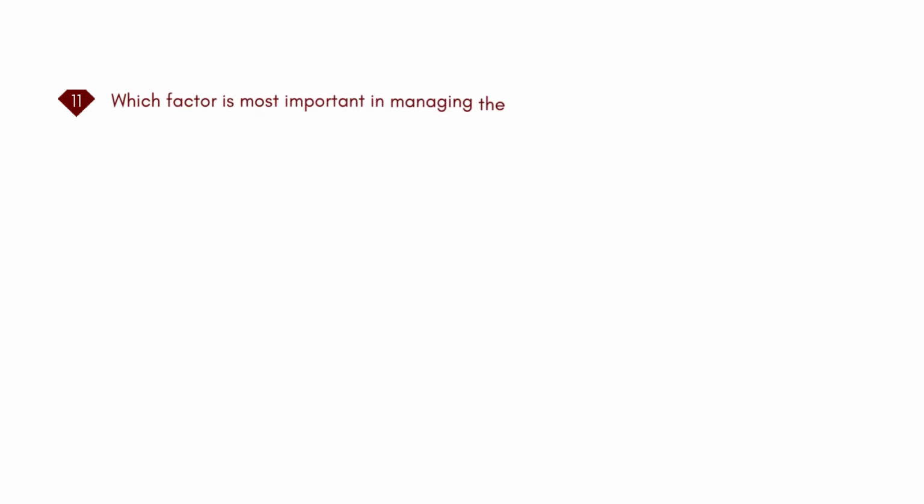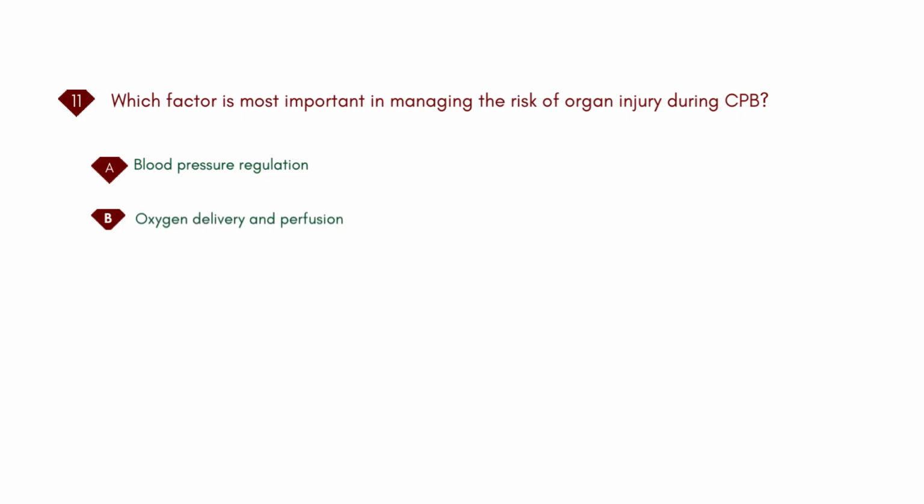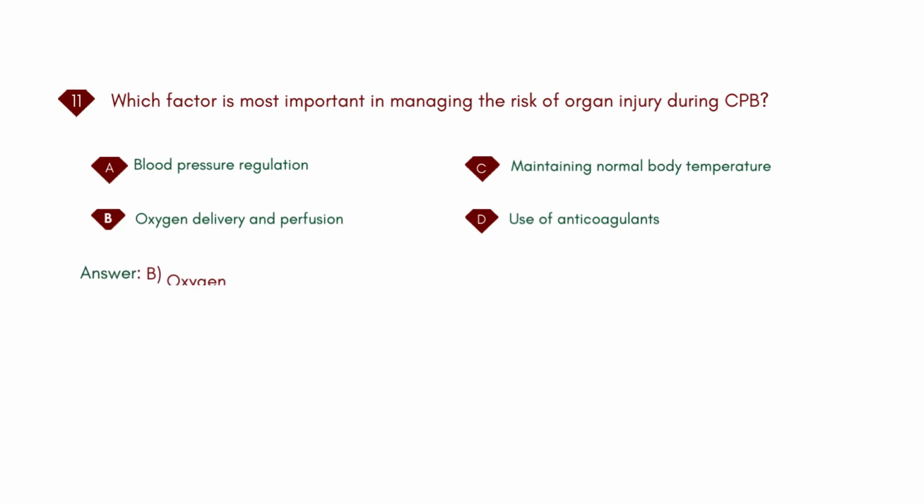Which factor is most important in managing the risk of organ injury during CPB? A. Blood pressure regulation. B. Oxygen delivery and perfusion. C. Maintaining normal body temperature. D. Use of anticoagulants. Answer: B.